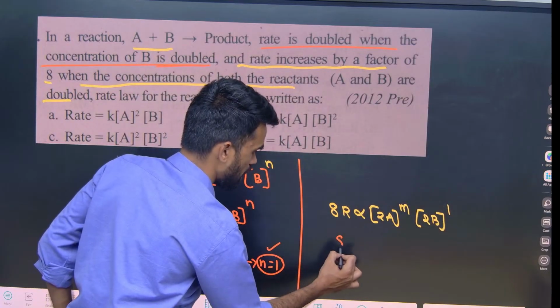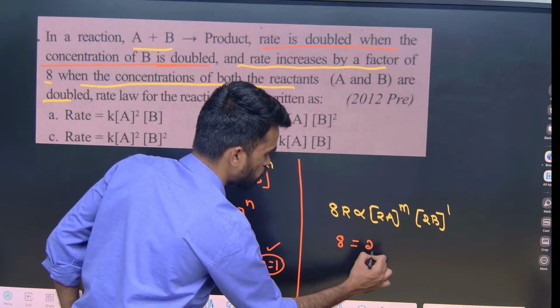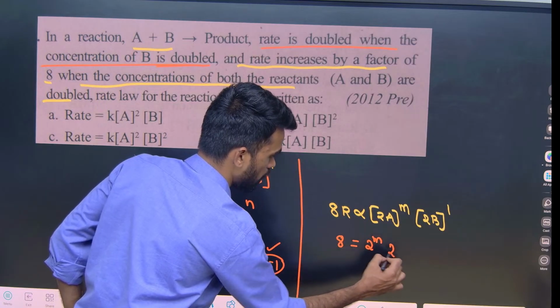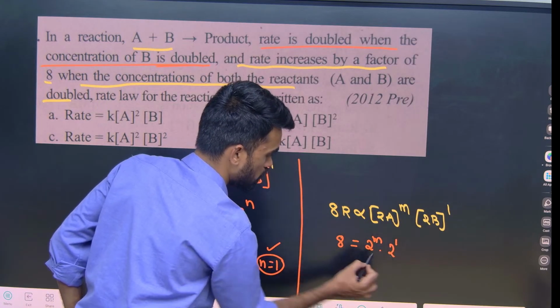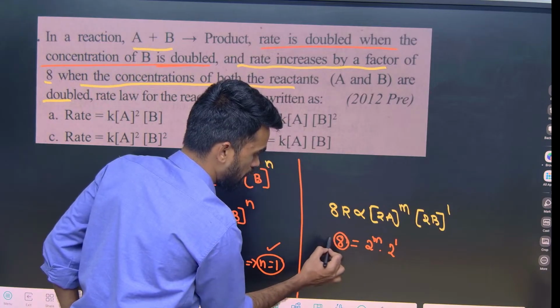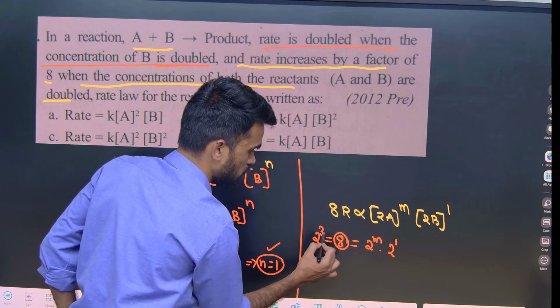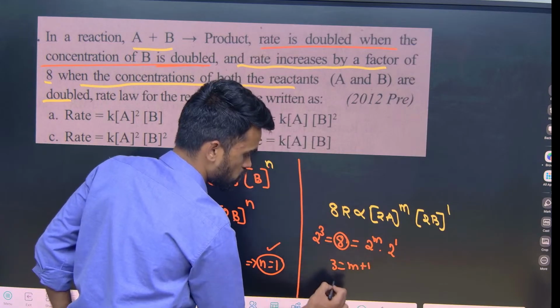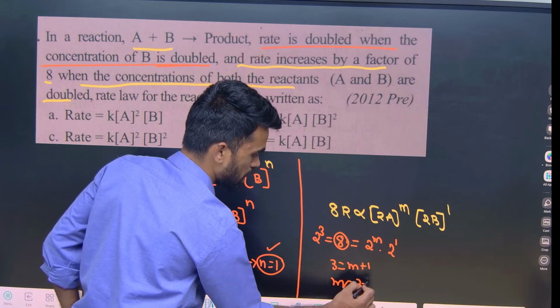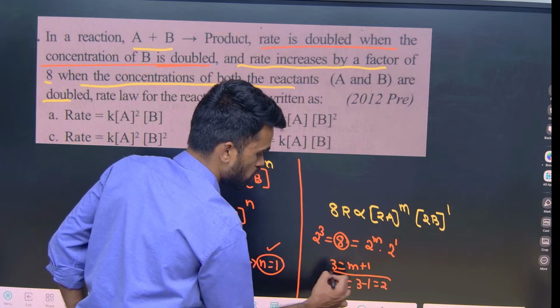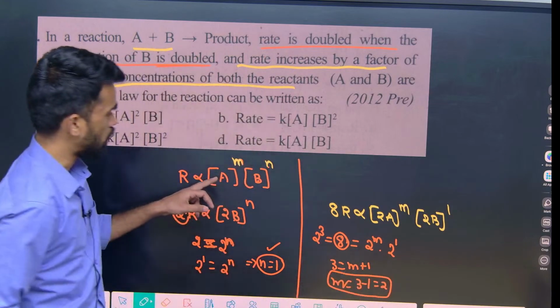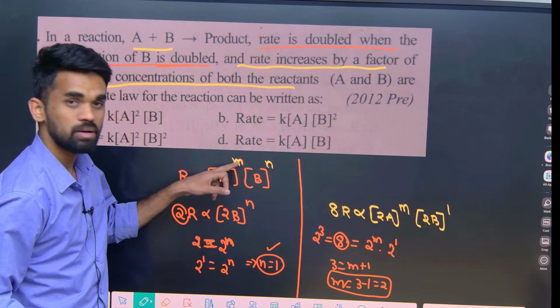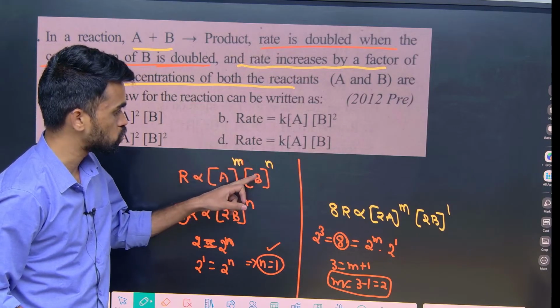So here I can say 8 is equal to 2 power m times 2 power 1. I can write 8 as 2 power 3. So 3 is equal to m plus 1. So m is 3 minus 1, so it is how much? 2. So the order with respect to A is 2, and the order with respect to B is 1.